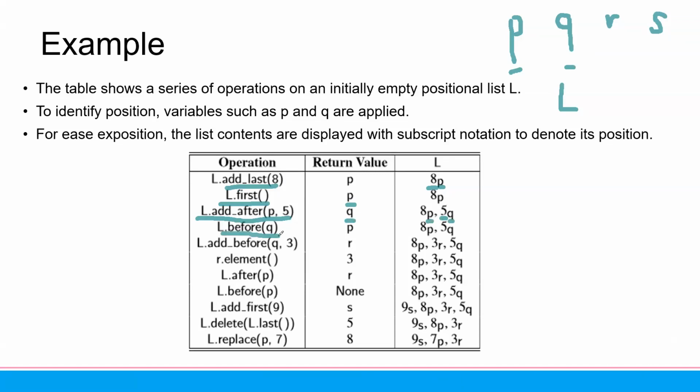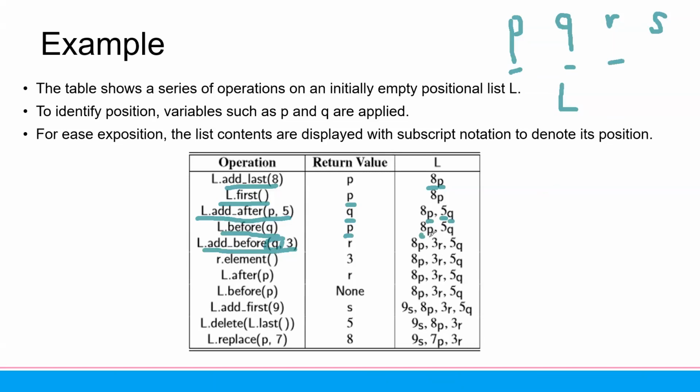And next, I would like to add before Q. Oh, sorry, this one is not add before Q. This one is to check what is before Q. Before Q is P. And I want to add before Q, comma 3. So before Q, it means I would like to make a new variable, which is R. And then R will be added before the position Q.